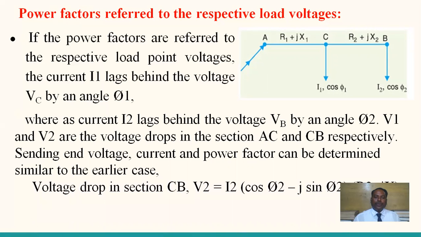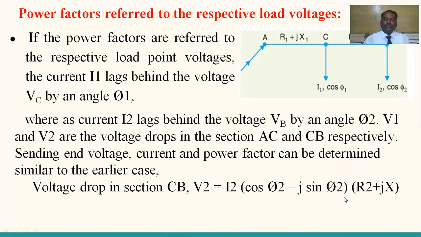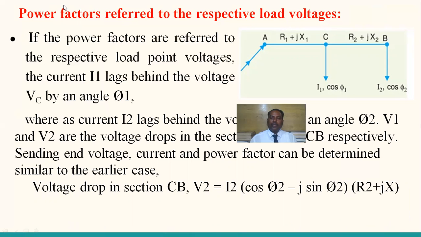So therefore, the voltage drop in section CB. You can observe the section CB. That is the voltage drop is to be indicated as V2, which is equal to I2 into (cos phi2 minus j sin phi2) multiplied with (R2 plus jX2). Here X2 is missing, you can consider it as X2.